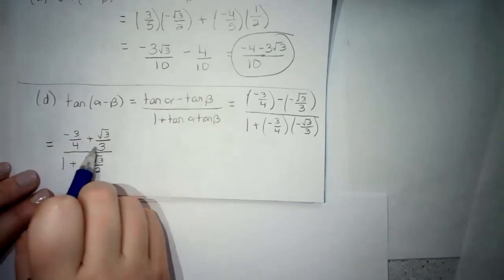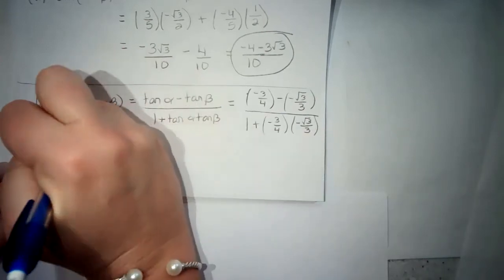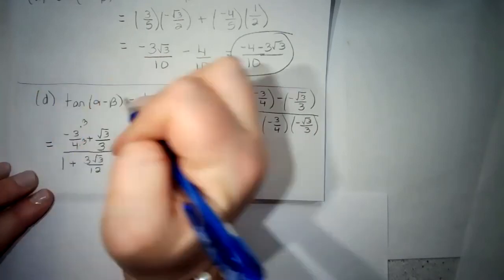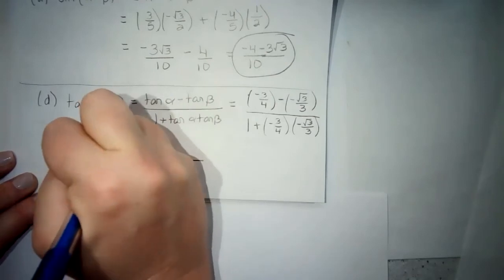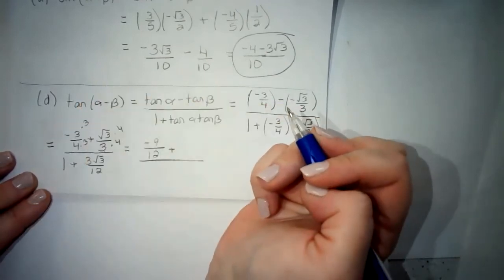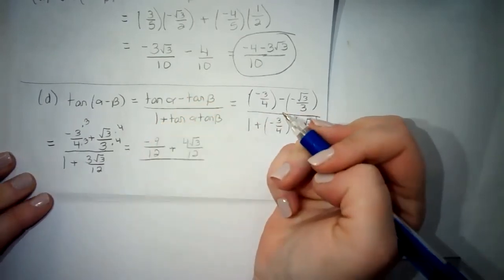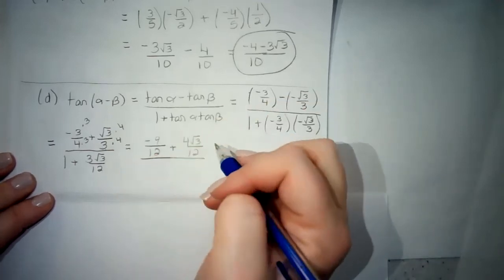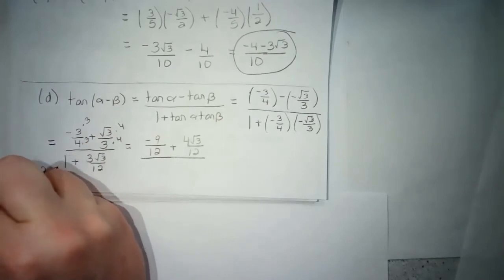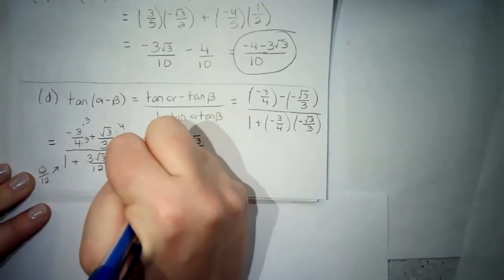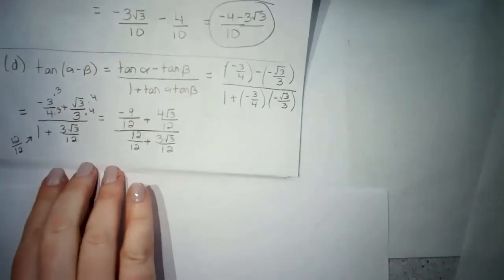So, okay, common denominator for 4 and 3 is going to be 12, right? So I'm going to multiply this guy top and bottom by 3. That's going to be negative 9/12 plus, multiply this guy by 4 top and bottom, that's 4 root of 3 over 12. Okay. Then down here, I need one chunk. So what am I going to change my 1 to? 12 over 12. Good. So just lots of tedious little algebra.